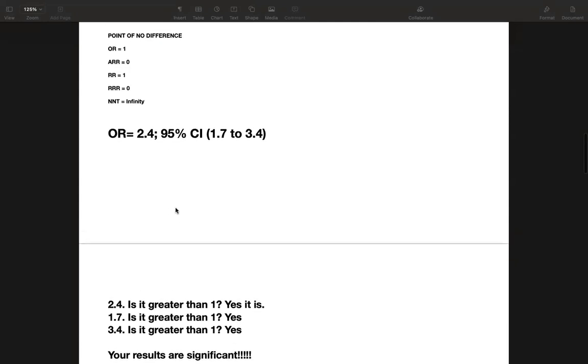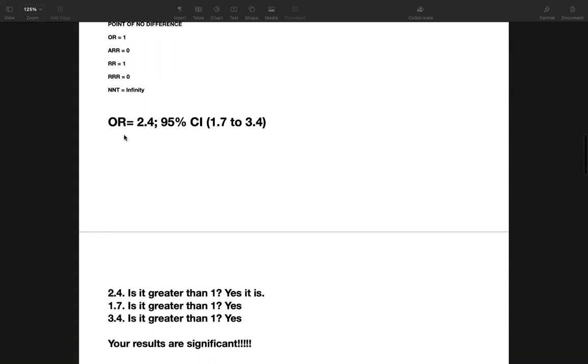Now another example. I'm telling you why it is important to remember the point of no difference for all of these things, because in research studies you will come across these measures, like they have measured their research studies in terms of OR, ARR, RR, RRR, NNT, etc.